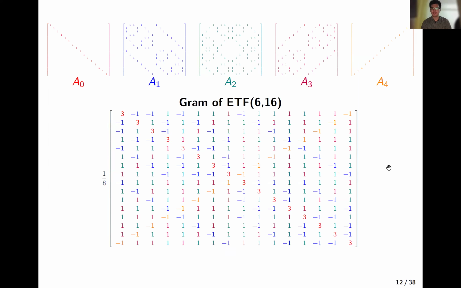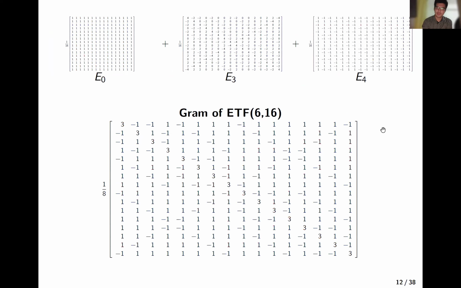Moving on, here's another example, this time a real ETF gram matrix. So we have here the gram matrix. It's in the span of this association scheme. It's a linear combination of these matrices, and indeed, it is the sum of the following primitive idempotents of that association scheme.